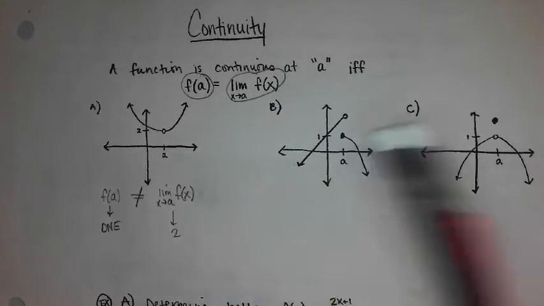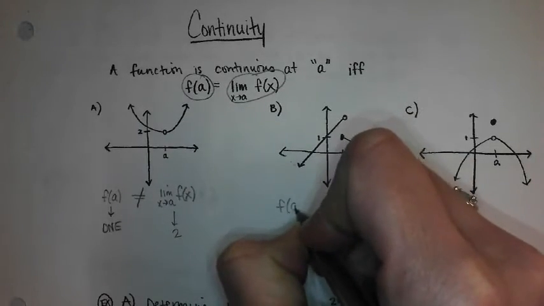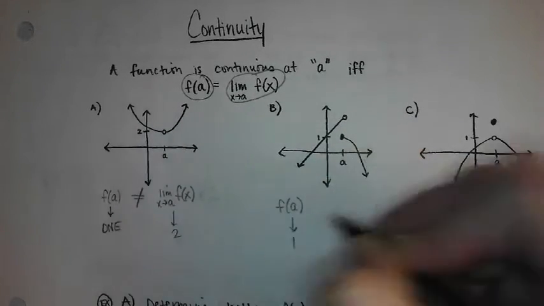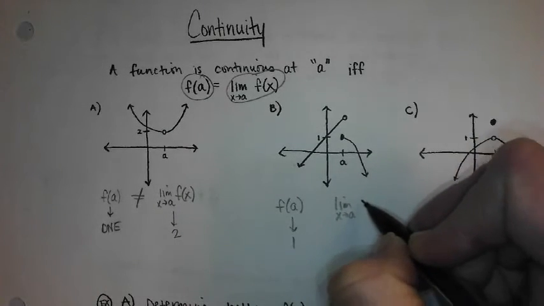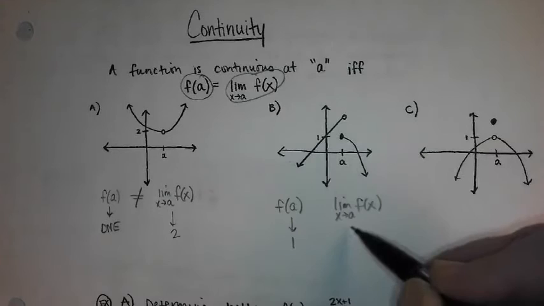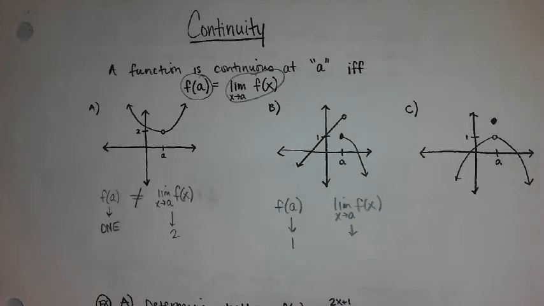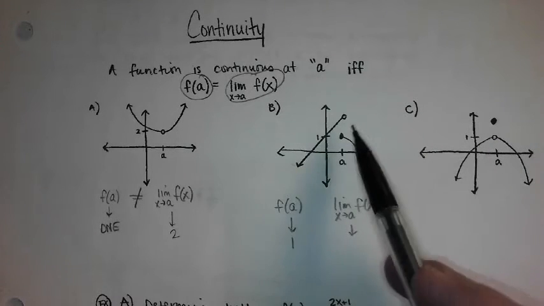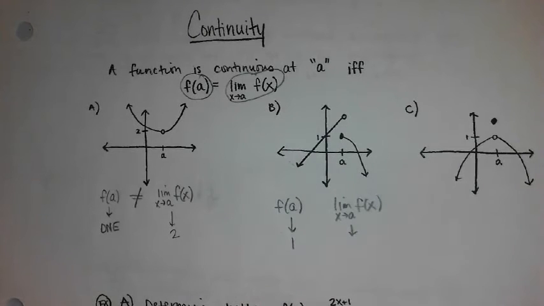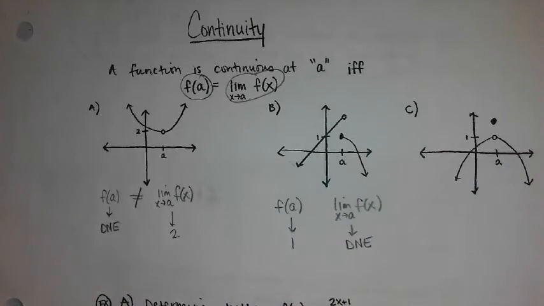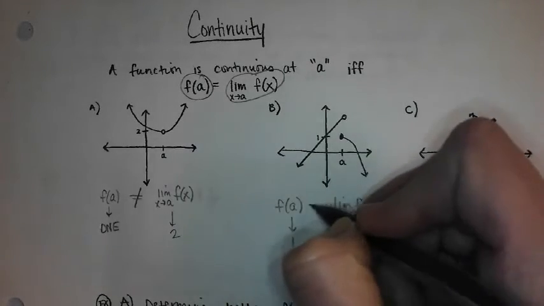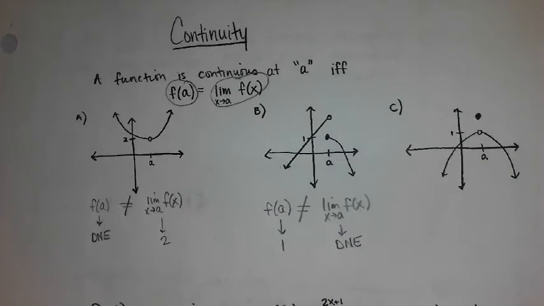Okay, on the next exercise, what's f of a? 1. What's the limit as x approaches a? On graph B, what is the limit as x approaches a? Does not exist. Because from the left and from the right, it's different. So because these don't match, those are not equal, it's discontinuous for that reason.